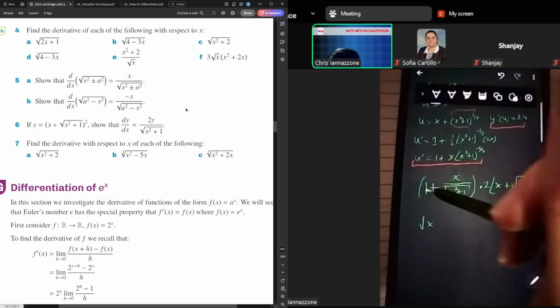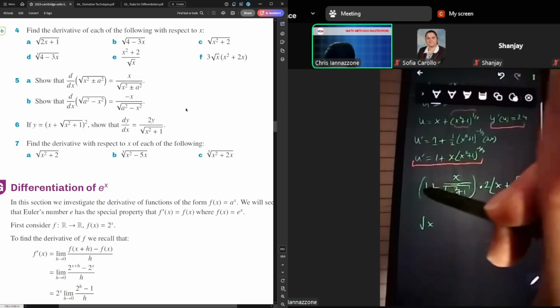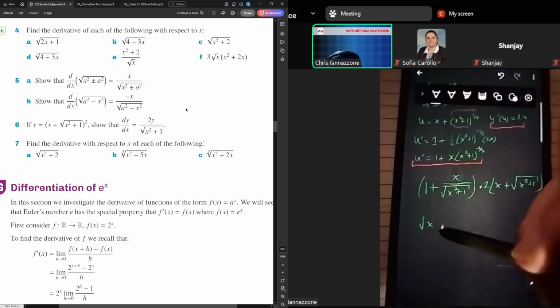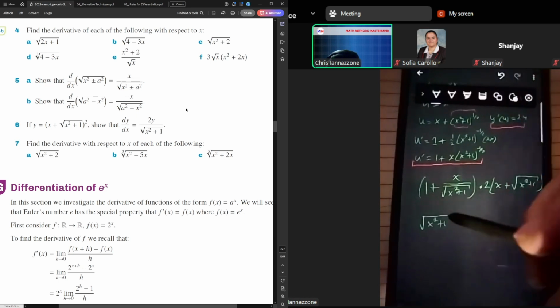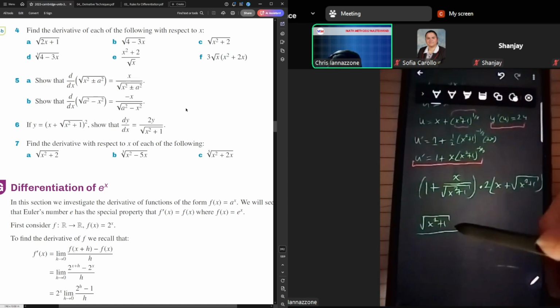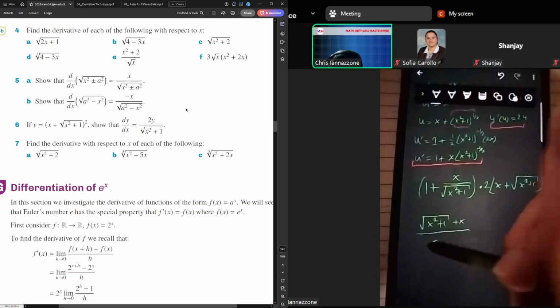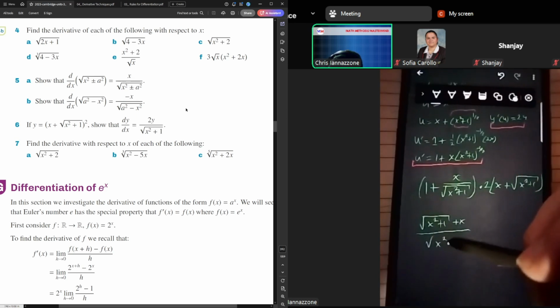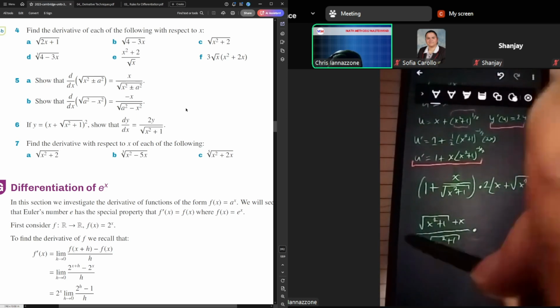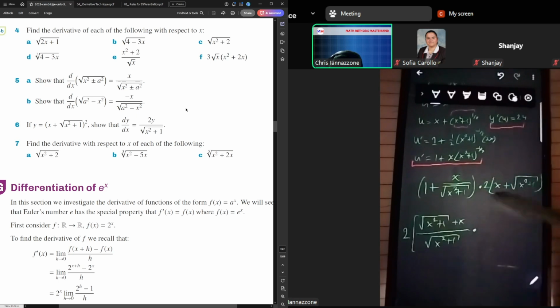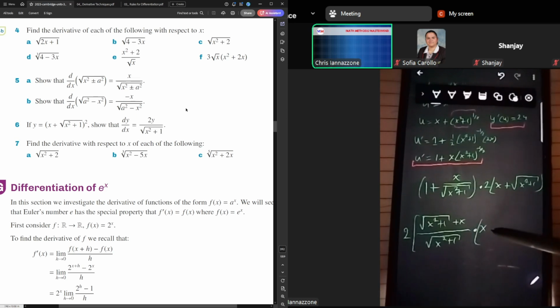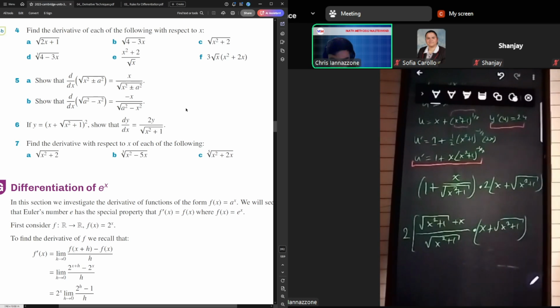Anyway, to get the same denominator, we're going to have square root of x squared plus 1 on top and bottom of the 1. And it's going to be a plus x, also square root x squared plus 1. And it's going to be multiplied by, well, the 2 we can put out the front here. And then x plus square root x squared plus 1.